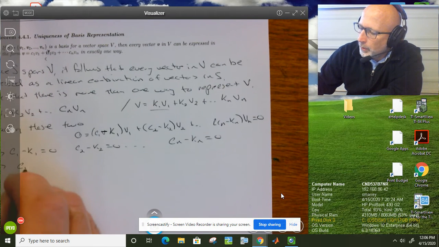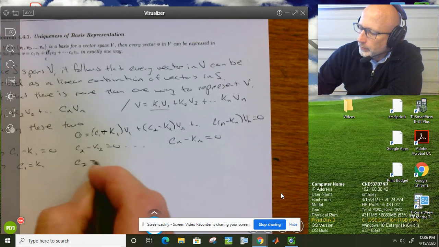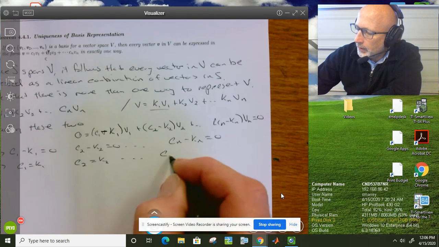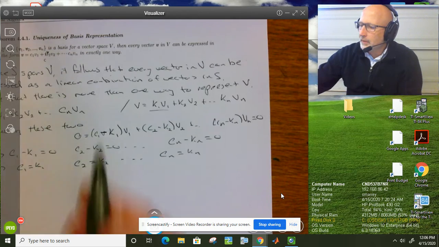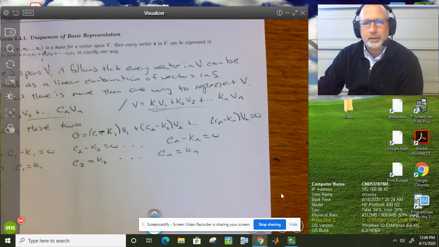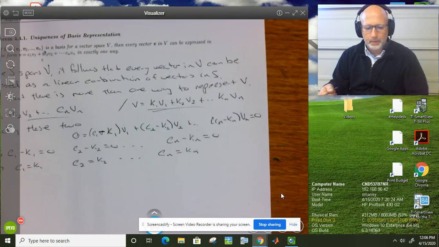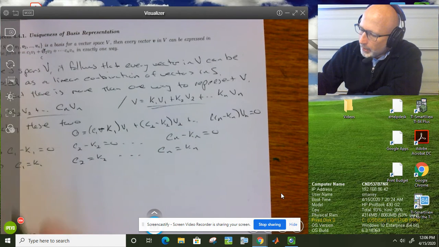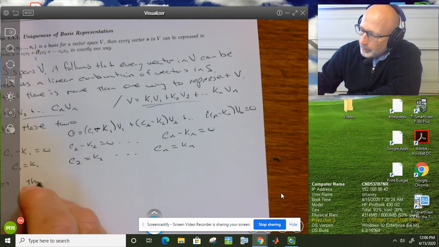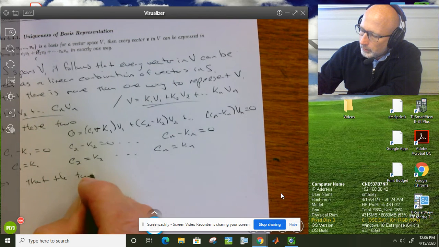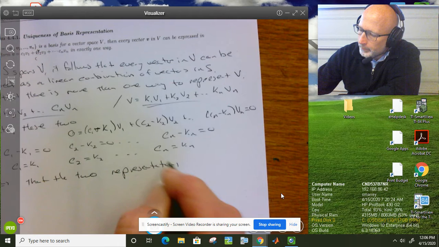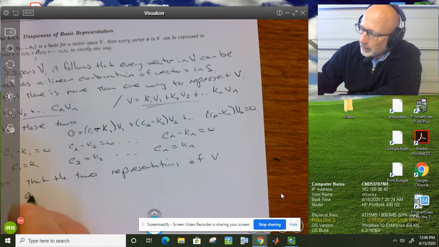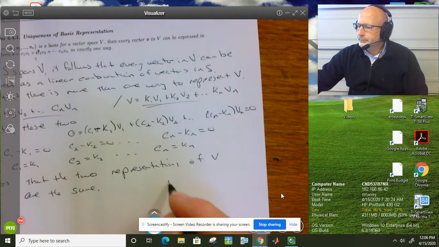And that implies c1 equals k1, c2 equals k2, all the way up to cn equals kn. So what does that mean? The c's and the k's are the same. So this isn't actually a different way of representing that vector V. It's exactly the same way. This implies that the two representations of V are the same. Okay, so it is unique.